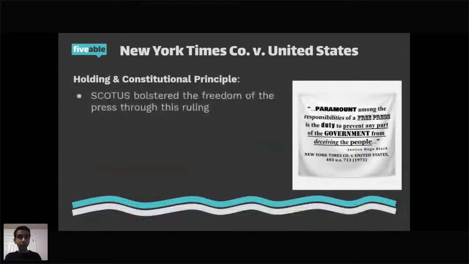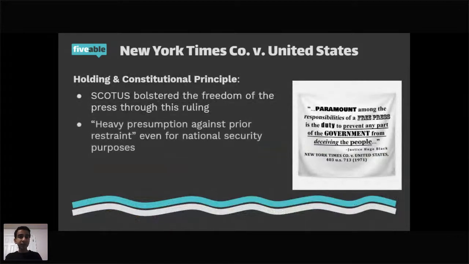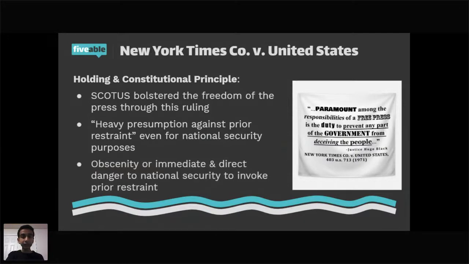With the holding and constitutional principle, the Supreme Court bolstered the freedom of the press with this ruling. They said that even for national security purposes, there has to be a heavy presumption against prior restraint. So basically, unless it's an extreme case, you really can't stop the press from publishing anything because that goes against our free press and free speech rights. That was their opinion with this case.